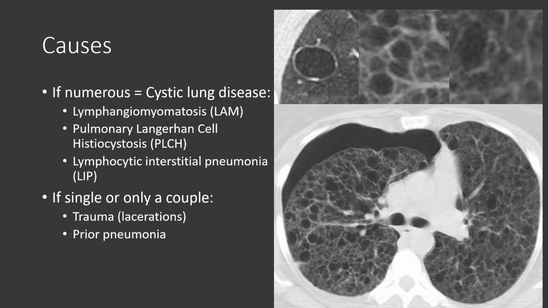Some causes of cystic lung disease include lymphangioleiomyomatosis, pulmonary Langerhans cell histiocytosis, and lymphocytic interstitial pneumonia, also known as LIP. On the right is another case of lymphangioleiomyomatosis who presented with a pneumothorax. Notice the air outside the lung parenchyma on the right within the pleural space. This is the result of cyst rupture.